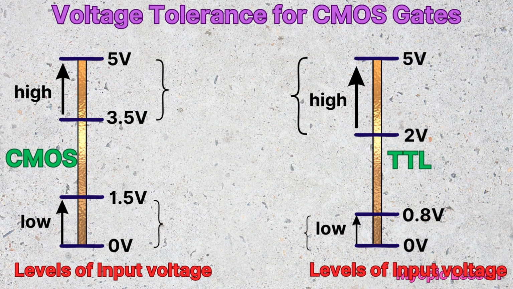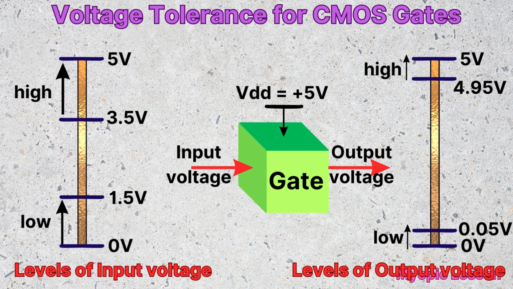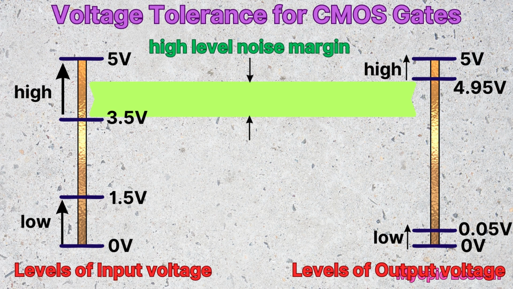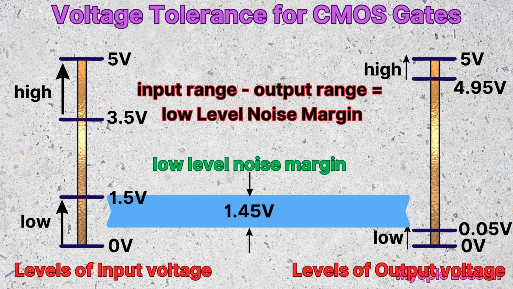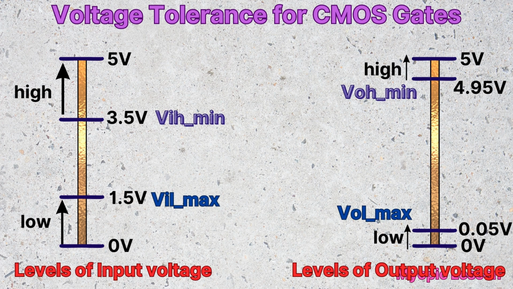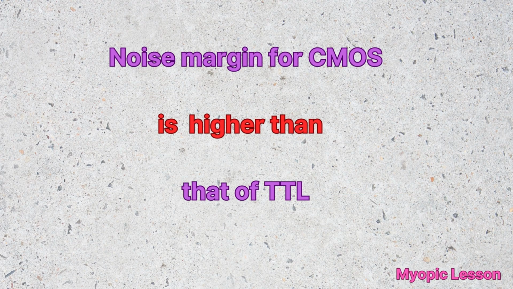Here is a comparison of allowable tolerance between CMOS and TTL gates. The output voltage of CMOS gate, however, has tight specification. The corresponding high-level noise margin can be estimated. The estimation can equally be applicable to low-level noise margin as well. Same nomenclature is used for voltage levels of CMOS-based gates. Obviously, the noise margin is better in CMOS compared to that of TTL.